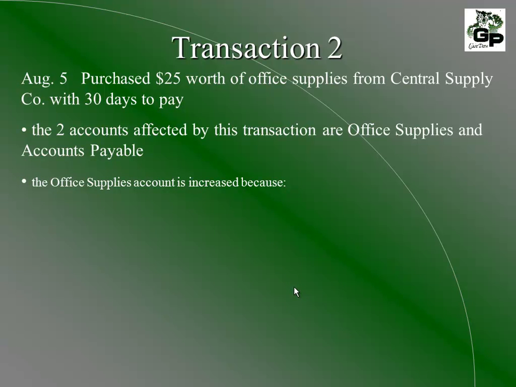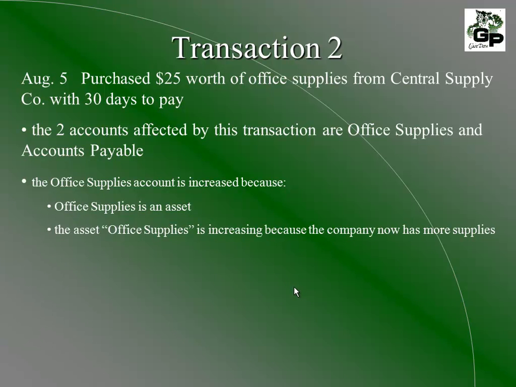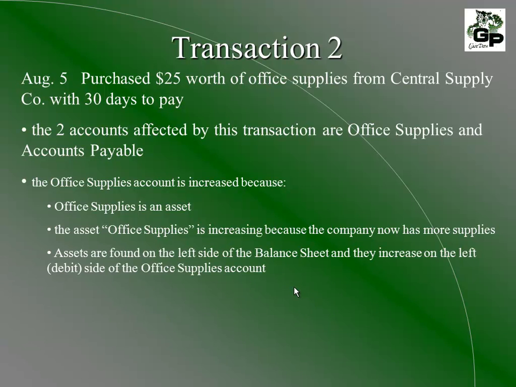Office supplies account is increased because office supplies is an asset, and it's increasing because the company now has more supplies that they just purchased. Assets are found on the left side of the balance sheet, and they increase on the debit side. So here is the office supplies T account. The opening balance on July 31st was $555. On August the 5th, because of this new purchase of office supplies, we have office supplies increasing in value by $25, and that's on the debit side.